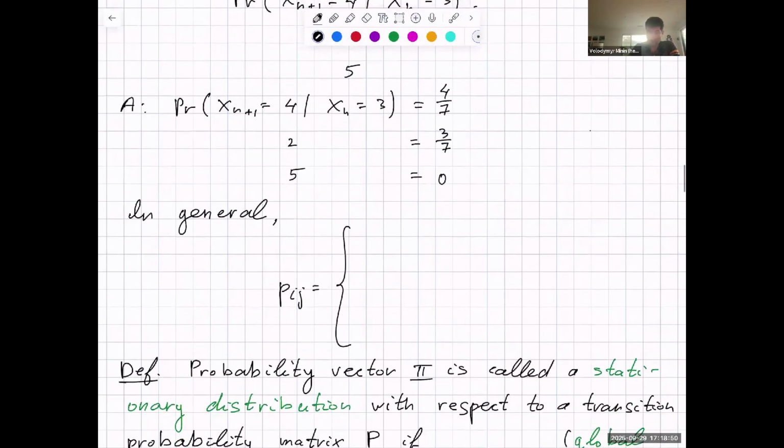And so in general, what we just said can be written as follows. If I have i, I will have n minus i.